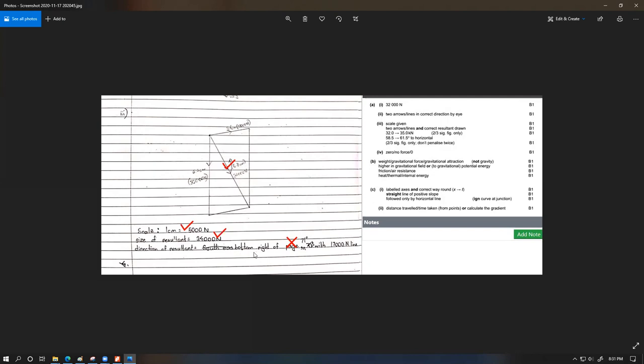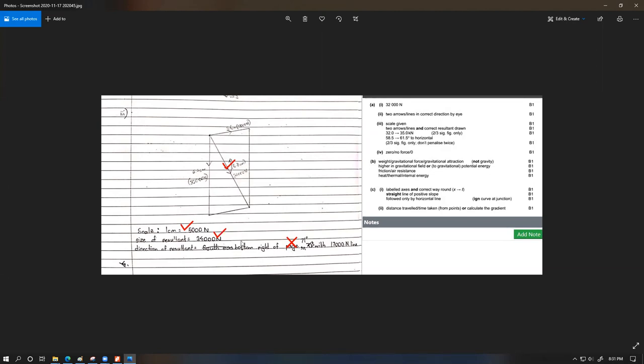Oh, no, no. You didn't have to write bottom right of page. This is the 71-degree, right? You could have simply written 71 degrees downwards right.